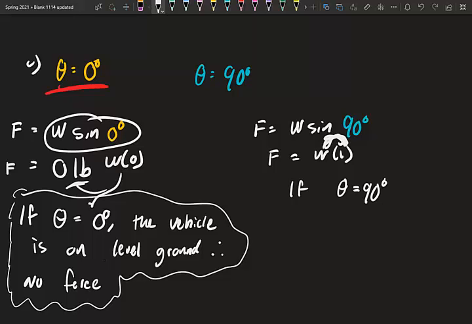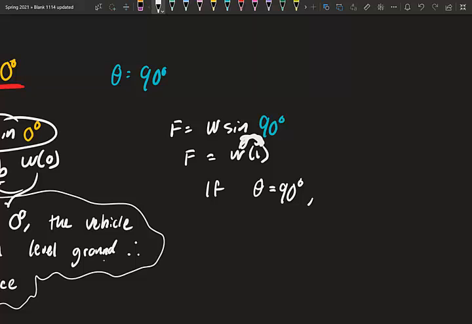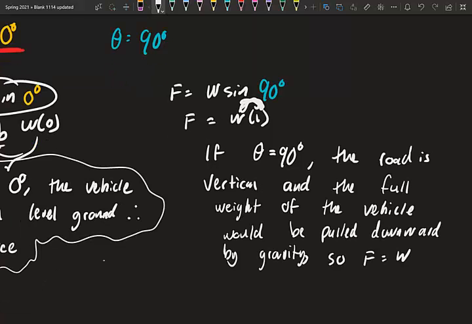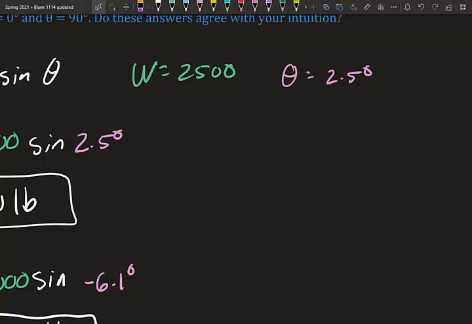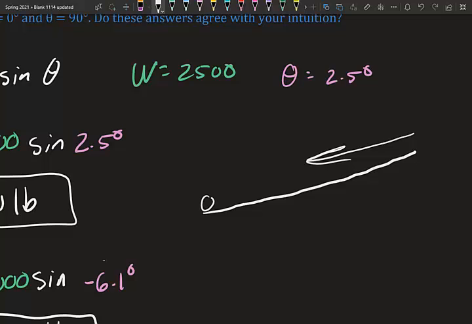If your theta is 90 degrees, the road is vertical, and the full weight of the vehicle would be pulled downward by gravity, so F equals W. That makes sense, because the force is the weight if you're going straight up and down. If we go back to part A, we're only going up a hill with a 2.5 degree incline. That would look like just a slow incline, right? So it's not the full force of the car on you. It's only a little bit pushing back on the car.